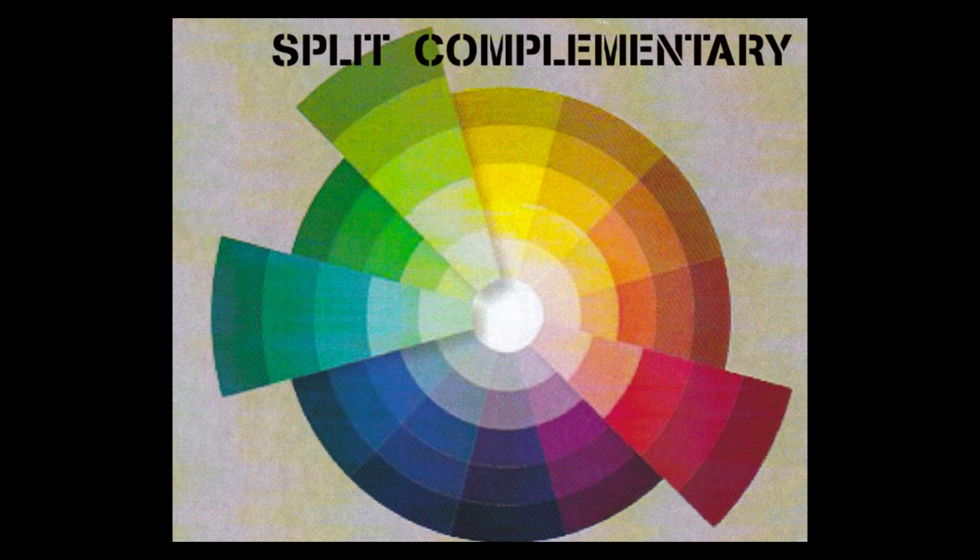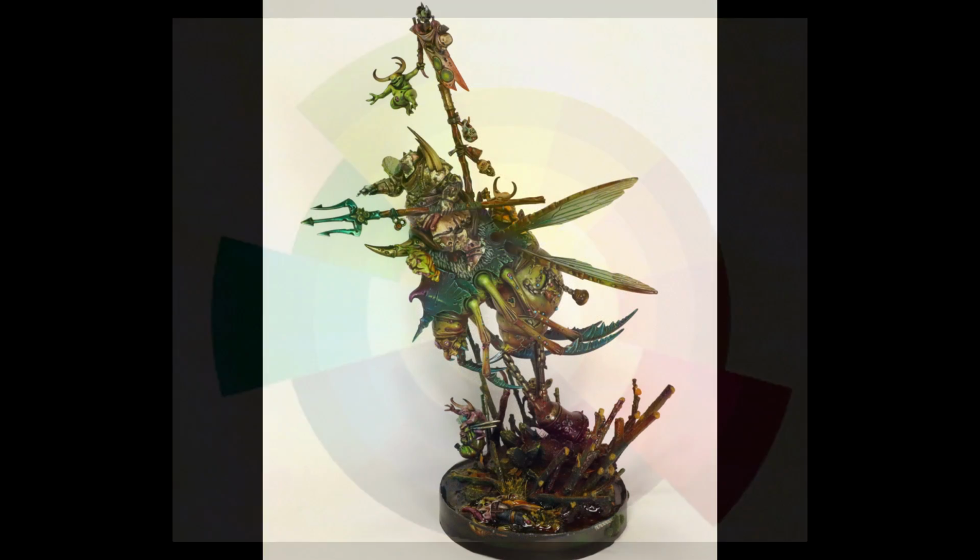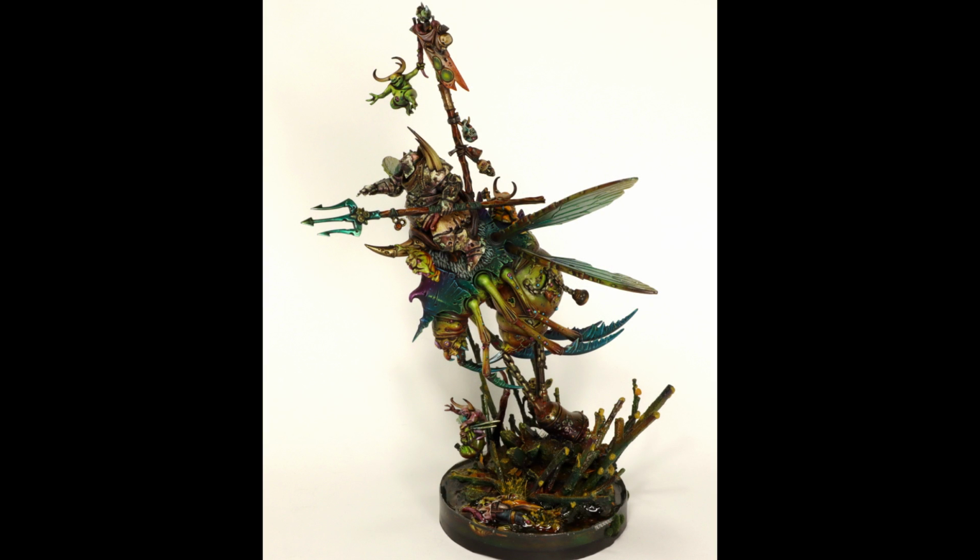You have also a less striking but really powerful alternative to the equidistant triad, the split complementary scheme. In this case, the colors close to each other on the color wheel act respectively as dominant and support color, while the other acts like the accent, creating a really strong contrast and a really powerful effect.